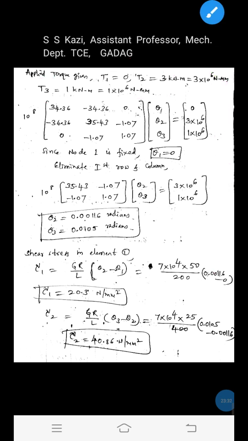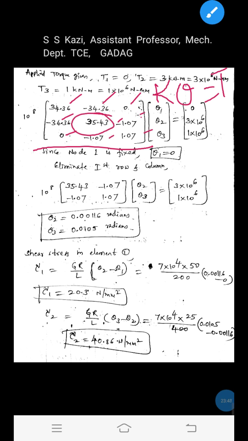Now we will write the global equilibrium equation. What is the global equilibrium equation? We have K into theta is equal to T. What is K? That is the global stiffness matrix. Whatever we have just calculated, you write the global stiffness matrix, which is the combination of addition of 34.36 and 1.07 at the common term, and then into theta, where the theta matrix is theta 1, theta 2, theta 3.